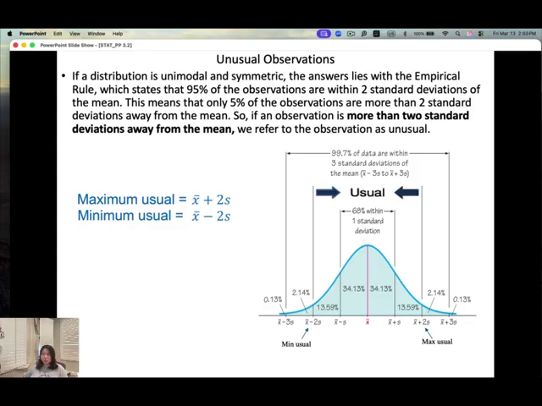So if a value is less than the mean minus 2 standard deviations, then we're going to consider the data to be unusually low. Or if a data value is above the mean plus 2 standard deviations, then we're going to consider the data to be unusually high.